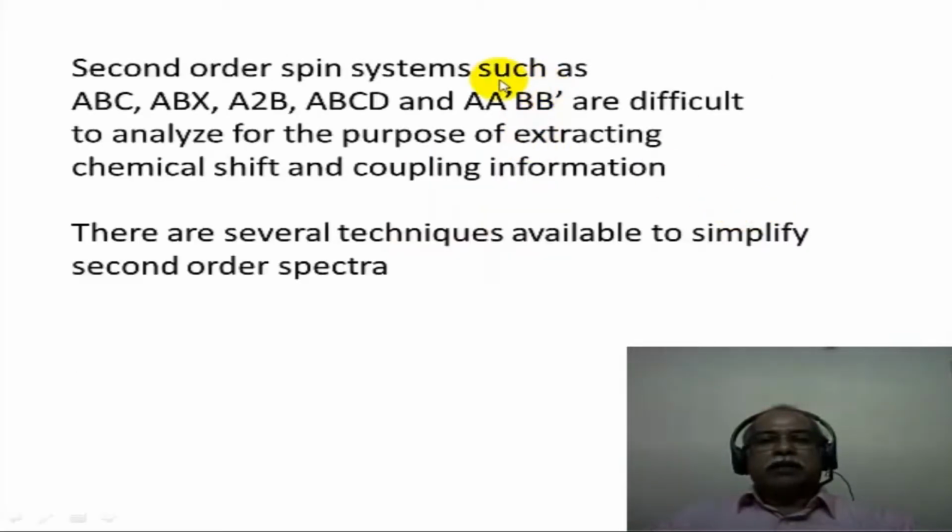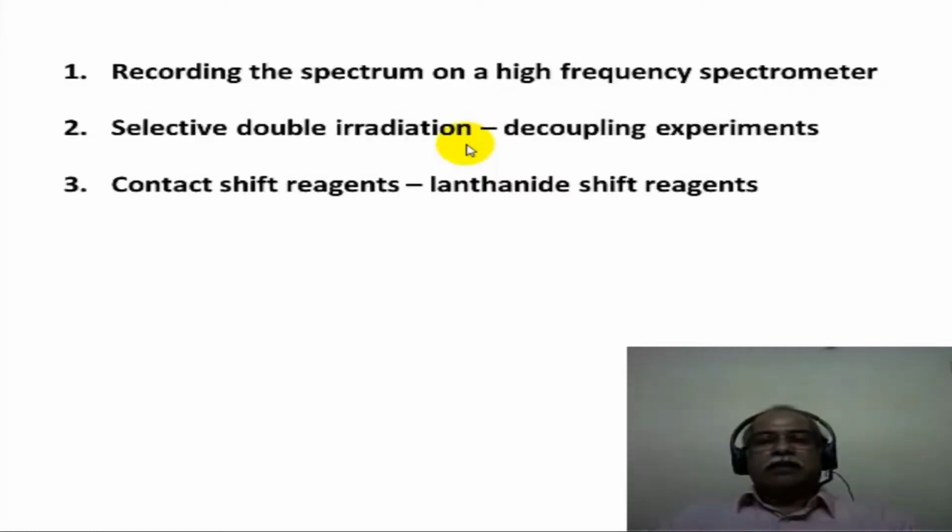Typically, second order spin systems such as ABC, ABCD, AA prime, BB prime are difficult to analyze for the purpose of extracting the information about chemical shifts and coupling constants. There are several techniques available to simplify the second order spectra. Some of the techniques we will consider in this particular lecture.